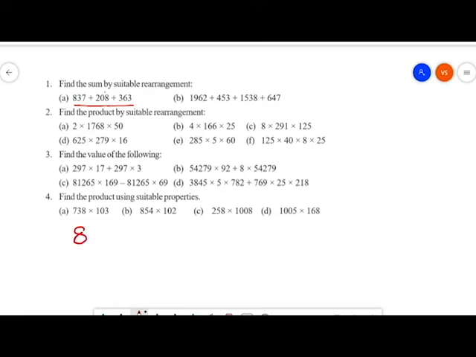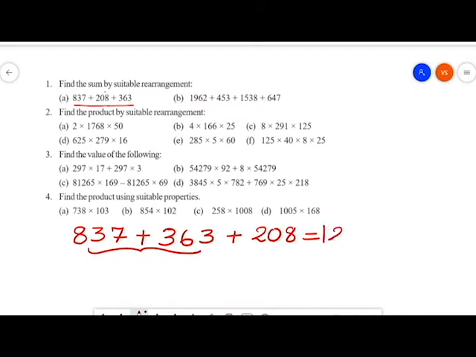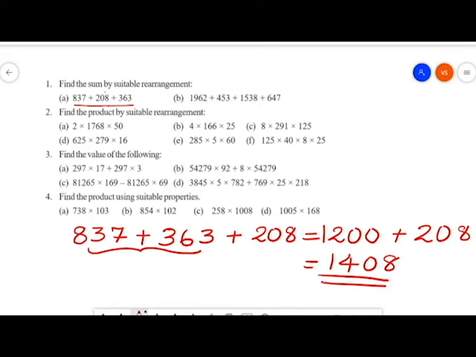How to solve this? We have to rearrange it in this way because we know 63 plus 37 is 100. So we can make the calculation easier. So this will give you 1200 and 208. So we'll get the answer 1408. This is how we rearrange the numbers and calculate the sum.